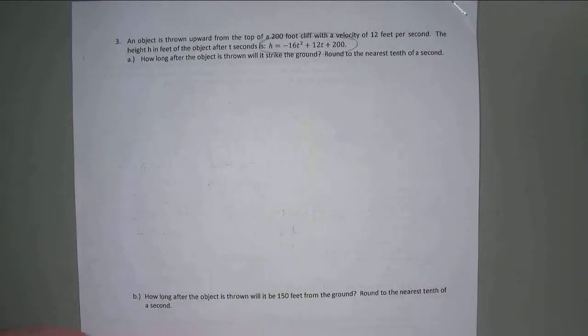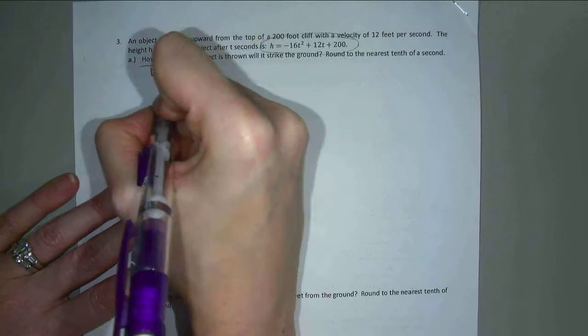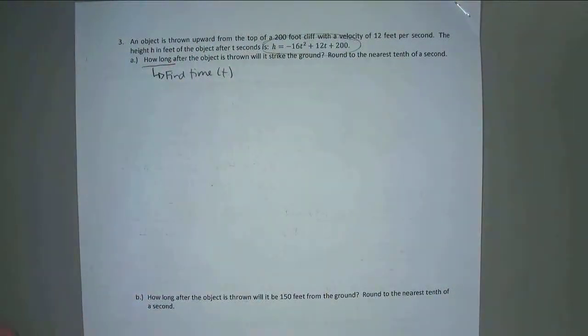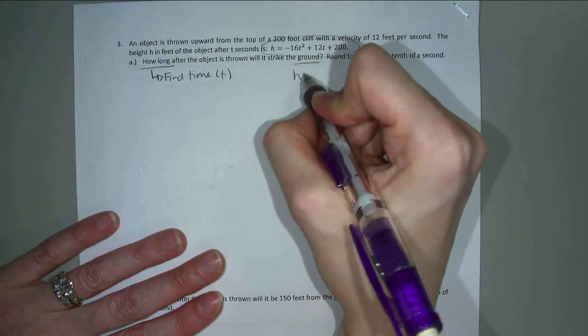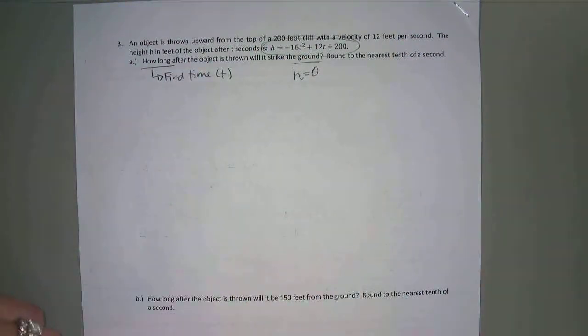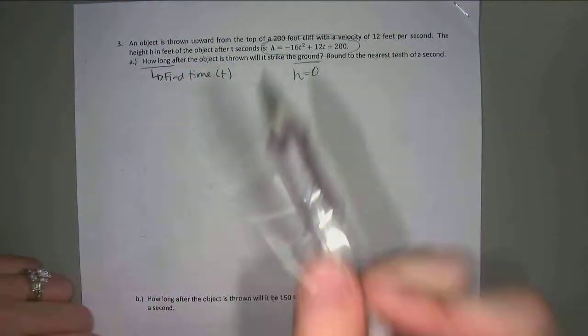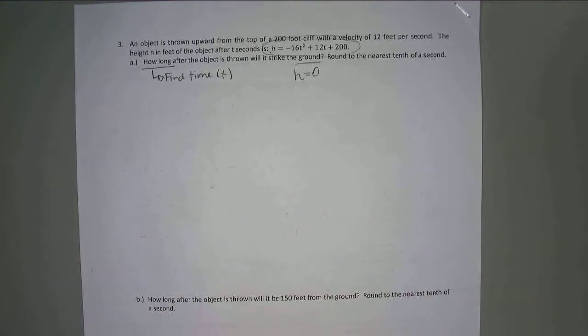So it says, A, how long after the object is thrown will it strike the ground? How long is asking us to find time, okay? And it wants us to find the time when the object hits the ground. But if it hits the ground, what is h? How high is it off the ground if it hits the ground? 0. Okay? Remember doing these before? So we just put 0 here and we would factor this. Well, guess what? Now we have a quadratic that's not factorable, all right?